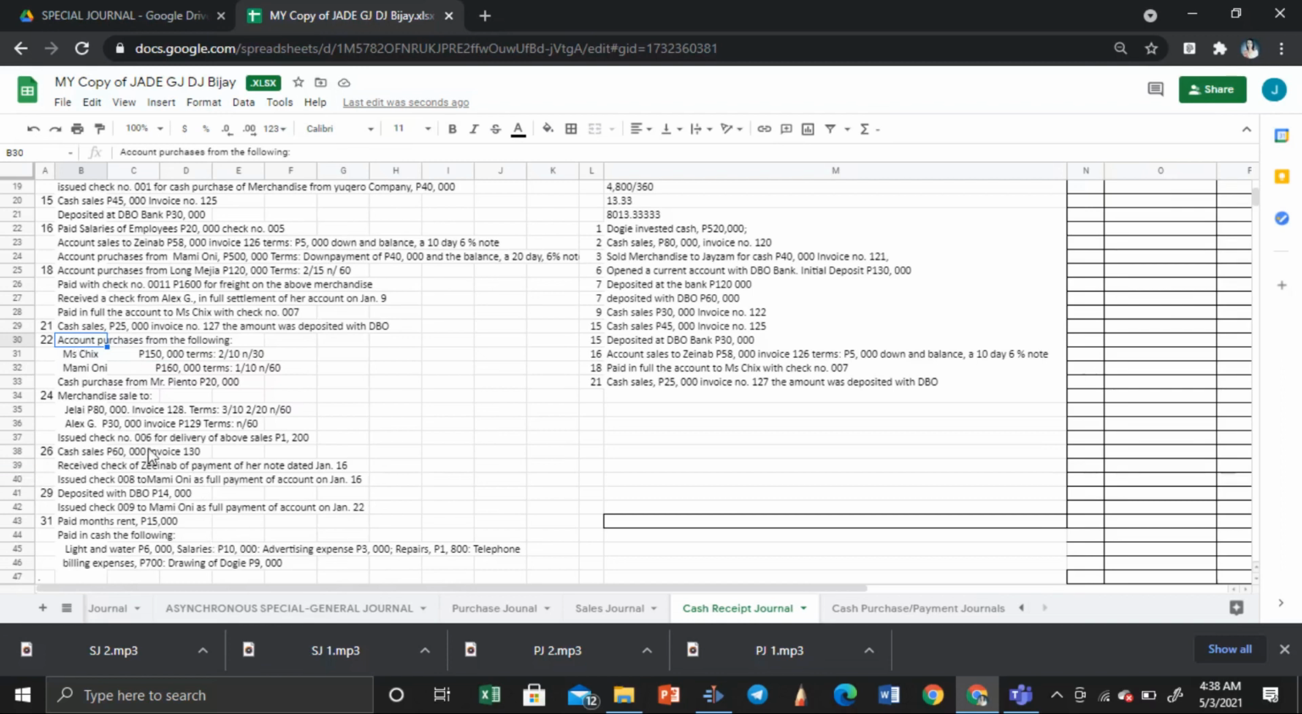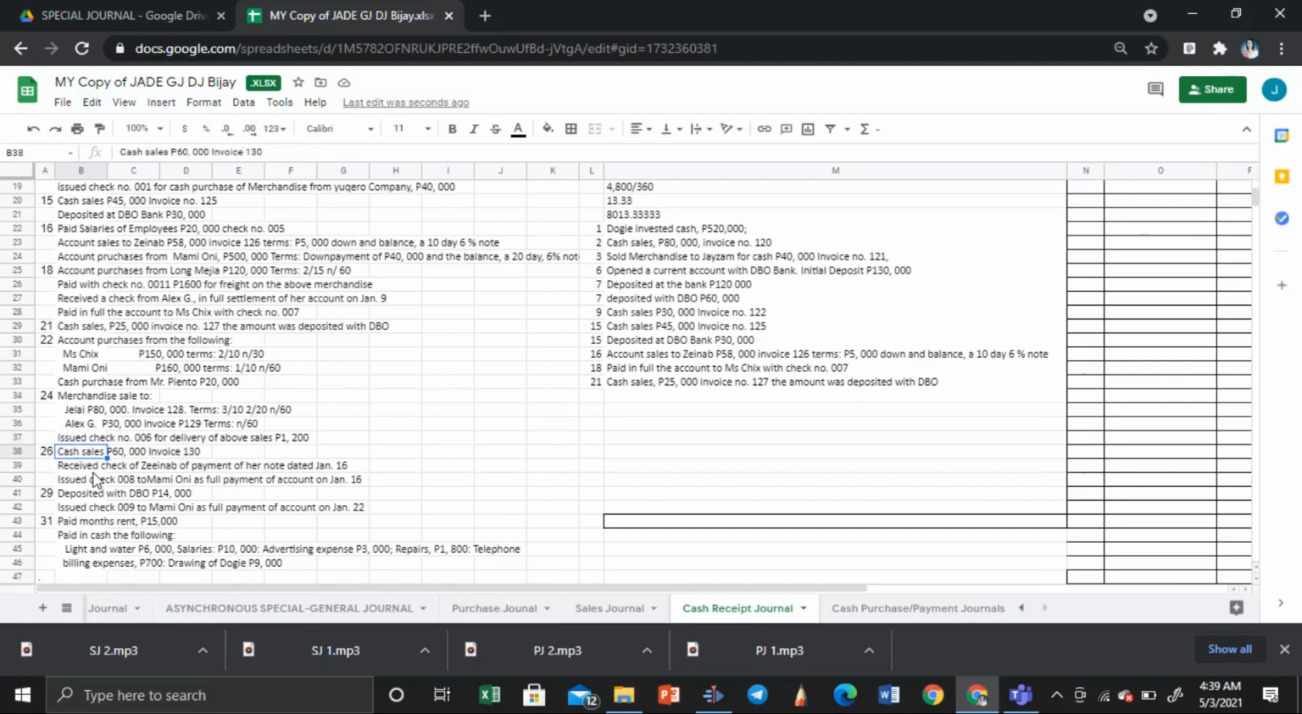On-account sales din, Alex Gonzaga, 30,000. Invoice number 129, terms, over 60. Not included din. Bakit? Walang down payment, walang full payment. Though, it is made on account. Okay? Issued check number 006 for delivery of the above sales. It is all about freight, not included.